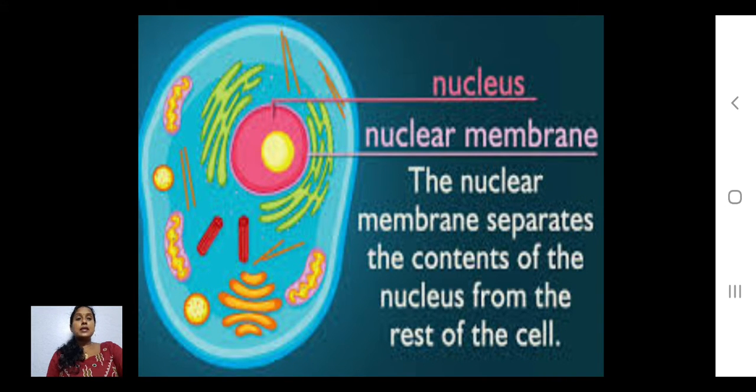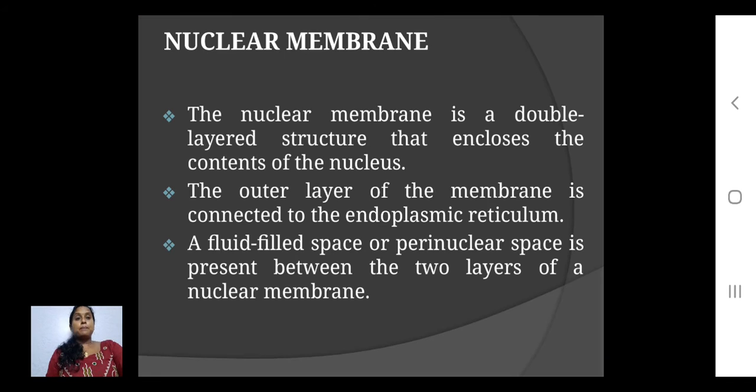The main function of the nuclear membrane is to separate the content of the nucleus from the rest of the cell. Inside the cell we can see ribosomes, chromosomes, and the Golgi bodies. From all these cell components, the membrane gives protection to the nucleus from the rest of the cell.